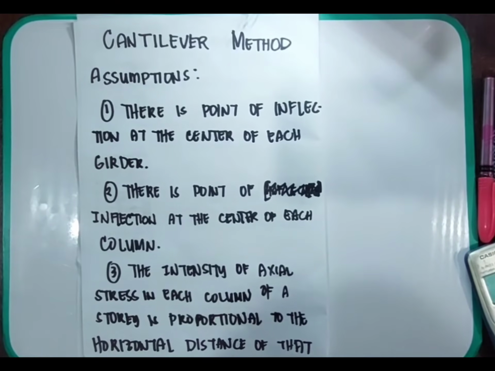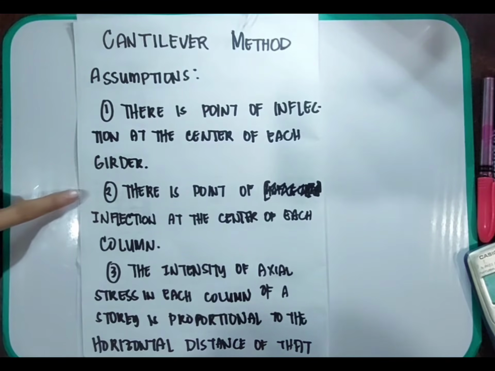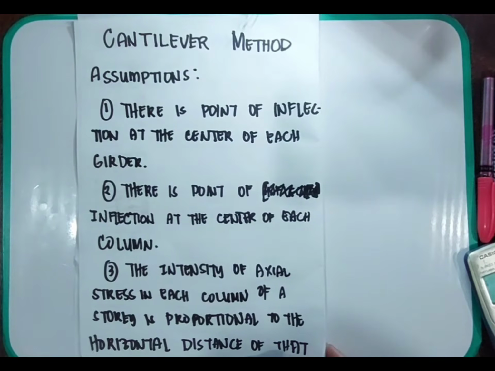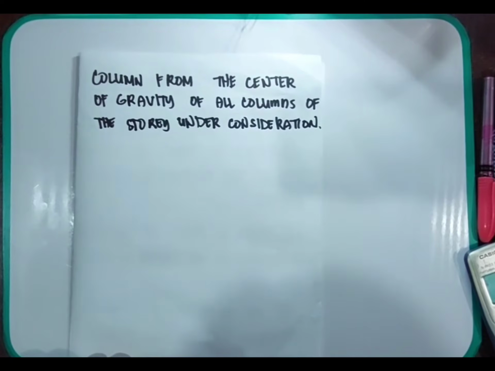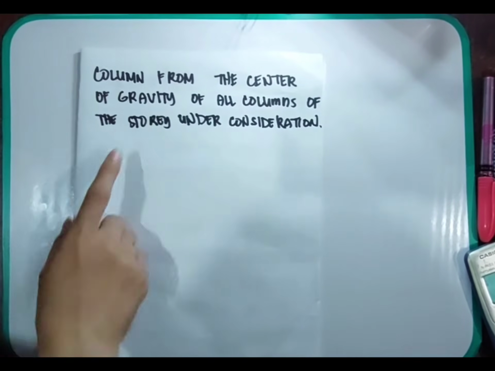Good day, our topic is all about the cantilever method. So what is the cantilever method? We have assumptions. Number one, there is a point of inflection at the center of each girder. Number two, there is a point of inflection at the center of each column. And number three, the intensity of axial stress in each column of a story is proportional to the horizontal distance of that column from the center of gravity of all columns of the story under consideration.